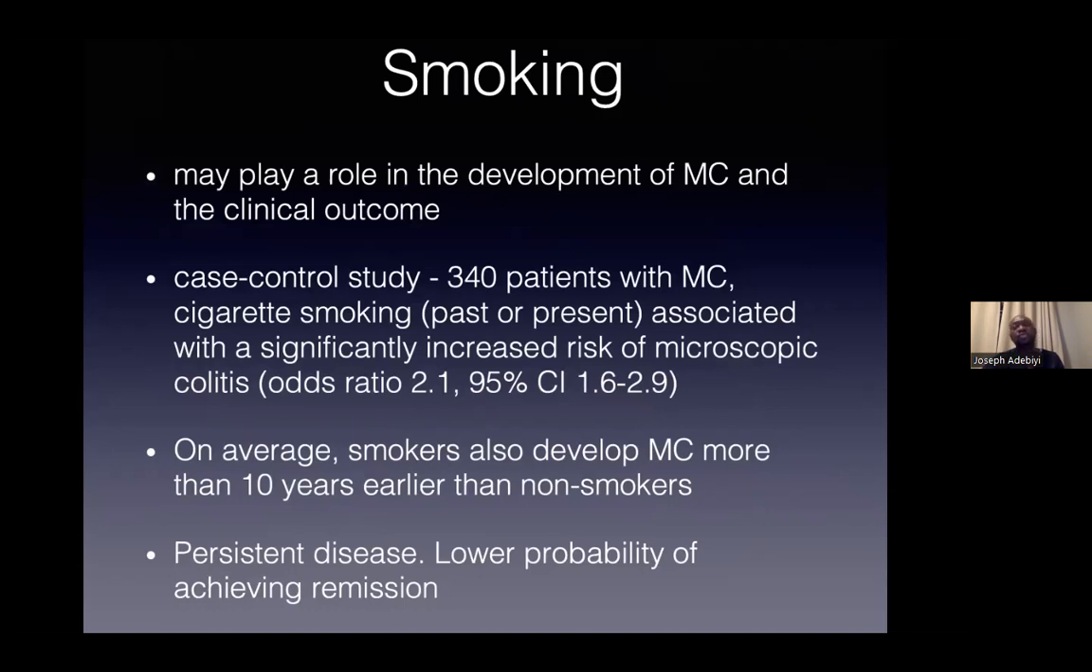So smoking has also been shown to play a strong role in the development of microscopic colitis, and it also influences the clinical outcome. In a case control study involving 340 patients with microscopic colitis, a lot of these patients had a history of smoking, whether in the past or currently smoking. It was shown that there's a strong association between smoking and developing microscopic colitis, with an odds ratio of 2.1. On average, most of the patients who smoke would develop microscopic colitis about 10 years earlier than patients who didn't smoke. With smoking and microscopic colitis, it tends to be persistent disease, and they also have a lower probability of achieving remission on treatment.